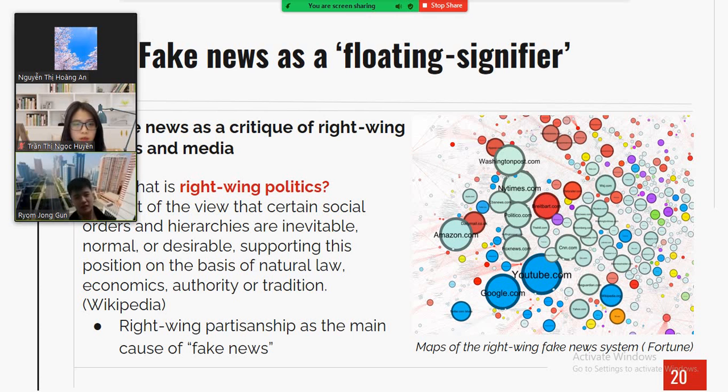Hierarchies are inevitable, natural, normal, or desirable, typically supporting this position on the basis of natural law, economics, authority, or traditions. In other words, right wings also refer to the Republican Party. Consider right-wing partisanship as the main cause of fake news. Krugman in 2014 has attacked to delegitimize the American right by discursively connecting fake information and personality with right-wing voters. BuzzFeed News also found that 38% of posts on right-wing partisan Facebook pages were fake news.